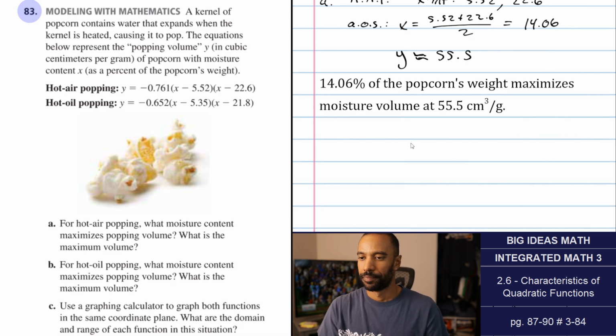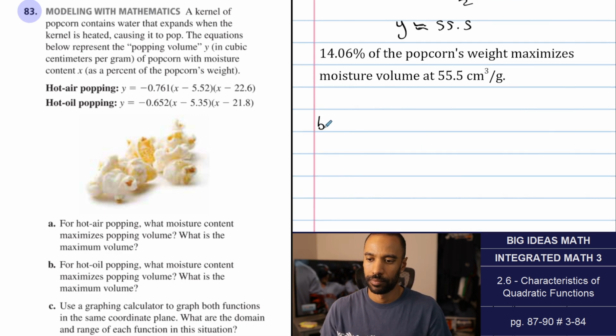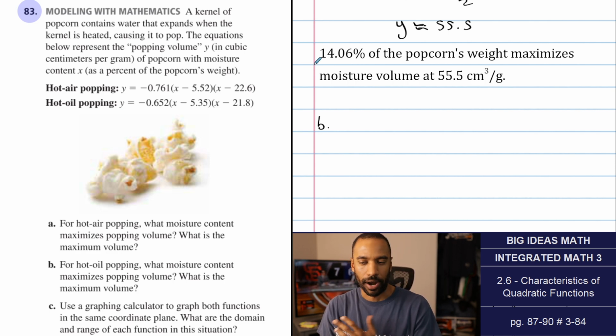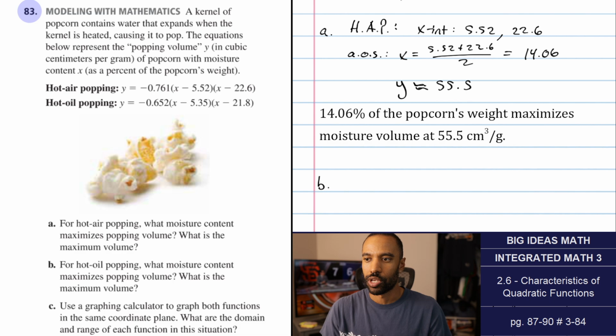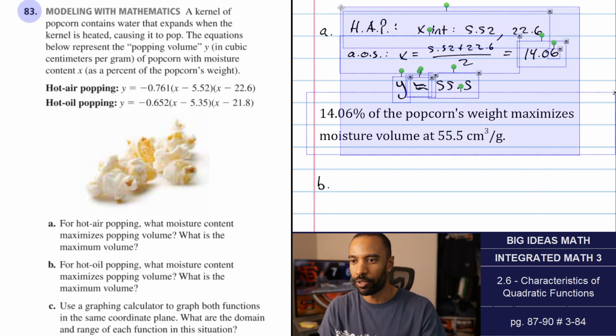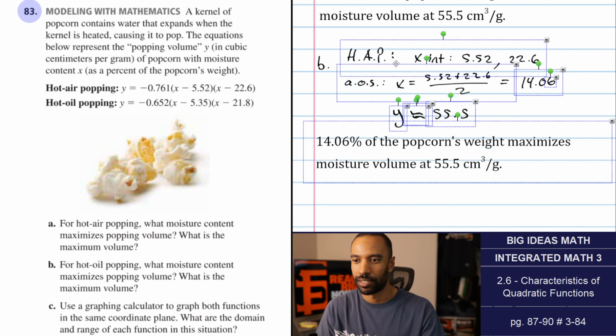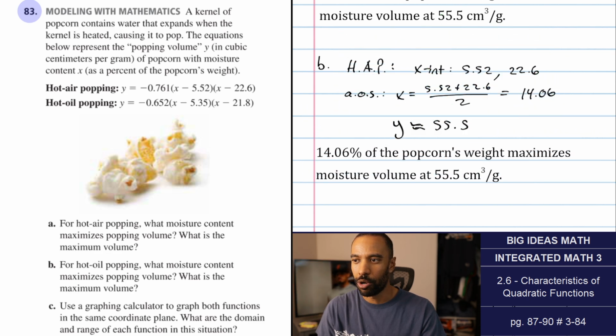Part B. For hot oil popping, what moisture content? All right, so same questions, right? So I can probably get this template ready and just change things up. I don't know if this makes it harder or easier to do, but it's the same thing that we did on part A. Okay, so hot oil popping.